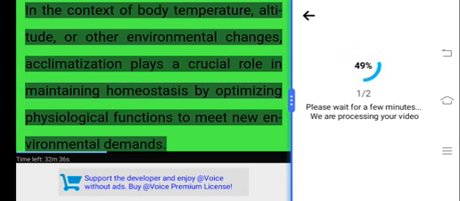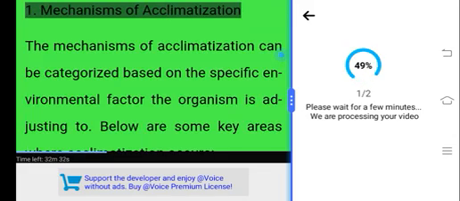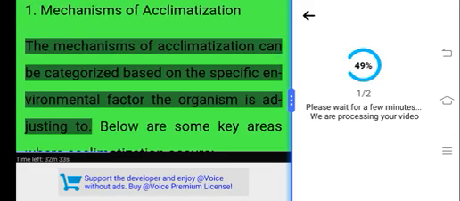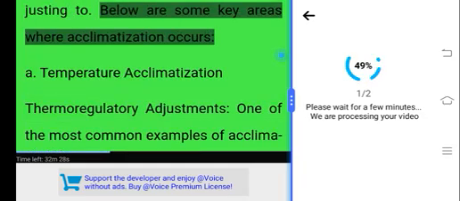In the context of body temperature, altitude, or other environmental changes, acclimatization plays a crucial role in maintaining homeostasis by optimizing physiological functions to meet new environmental demands. 1. Mechanisms of acclimatization. The mechanisms of acclimatization can be categorized based on the specific environmental factor the organism is adjusting to. Below are some key areas where acclimatization occurs.